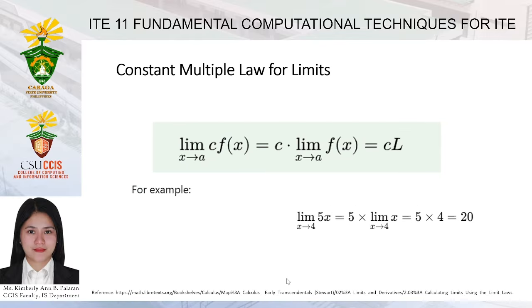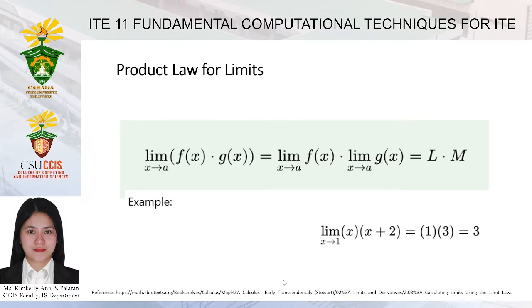So, sa constant multiple law for limits, this law says that if a function is multiplied by a constant, you can take that constant out of the limit sign. In short, constant can be pulled out front. We have this example. The constant 5 stays the same and we just multiply it by the limit of x. So, ang nahitabo diri, di ba, substitute man nato si 4 diri so it's just 5 times 4, 20.